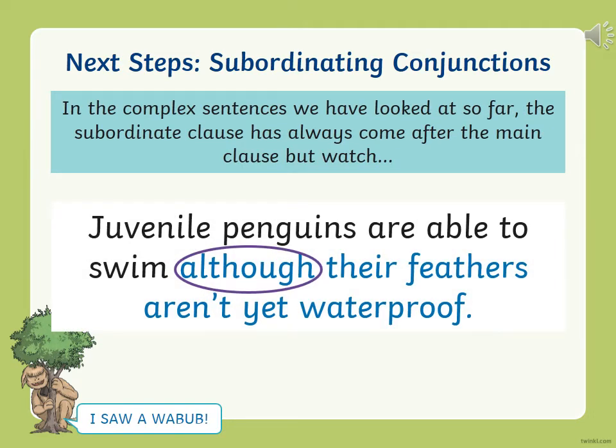In the complex sentences we've looked at so far, the subordinate clause has always come after the main clause. But watch what happens when we start the sentence with a subordinating conjunction. If we start with a subordinating conjunction, that means we start with a subordinate clause. If that happens, we must put a comma after the subordinate clause.